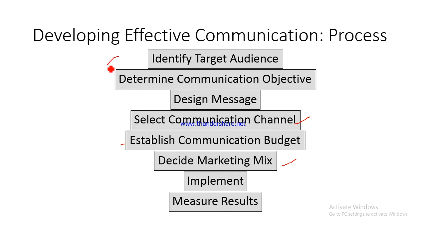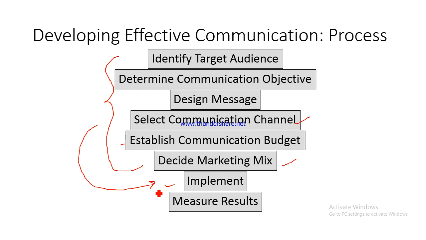Please understand that all these 6 are still in the deliberation stage. They are not getting implemented. The implementation is taking place here. So you have to basically implement whatever you have decided in these first 6 steps. So whatever target audience has been decided, whatever communication objective has been determined, whatever message has been designed, whatever the communication channel is that you're going to use, whatever the money that is available to you to spend on your communication efforts, and whatever the marketing mix and the promotion mix that you are aiming at, all these things have to be implemented. So whatever has been decided here, that has to be implemented here.